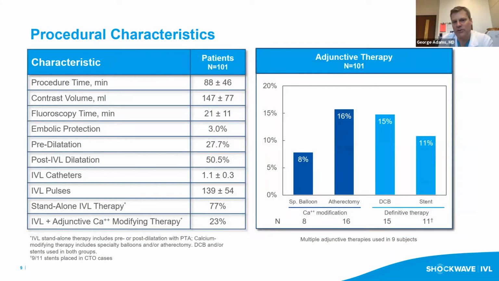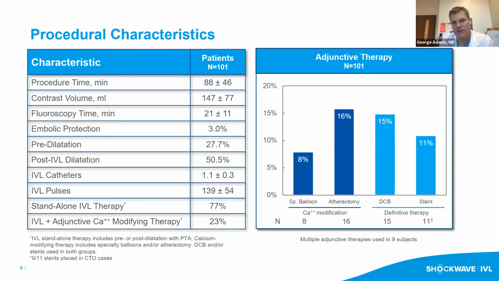When we look at the procedural characteristics of the actual study, the procedure time was about 88 minutes total, with a fluoroscopy time of about 21 minutes. There was about 3% of the time people used embolic protection. 28% of the time, there was some sort of predilatation. So sometimes if the lesion's too tight before we place the IVL, we'll go in there with a balloon to predilate the lesion.